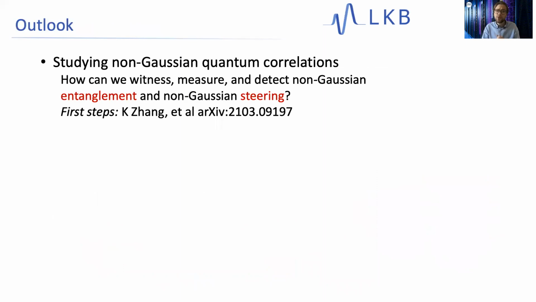So the first thing that we want to do is now more deeply study what happens to entanglement and steering in these non-Gaussian states that we create. So develop a theory of non-Gaussian entanglement, non-Gaussian steering. We have a first result on this that's on the arXiv at the moment, on non-Gaussian entanglement.